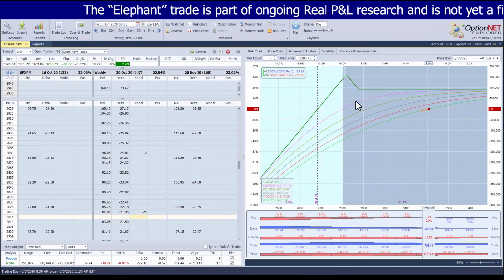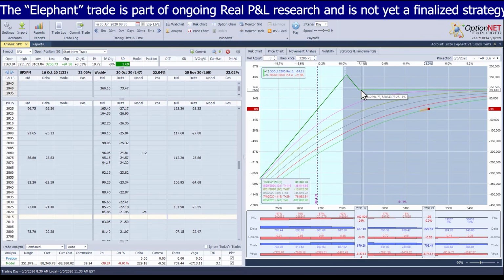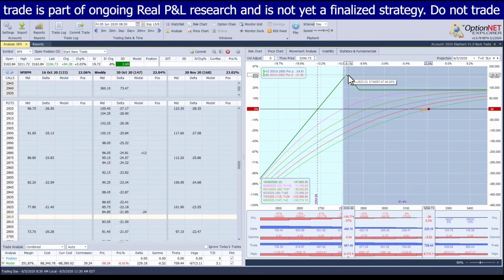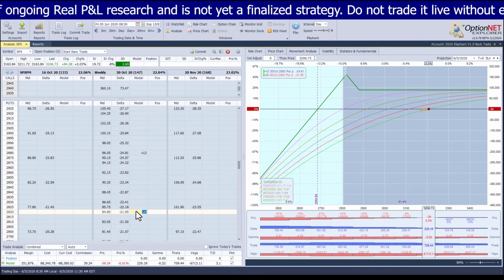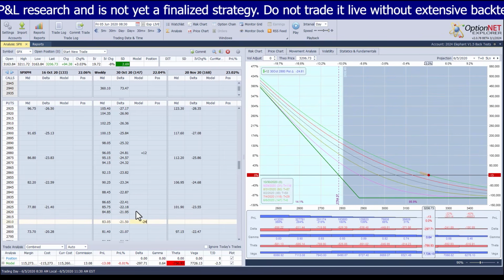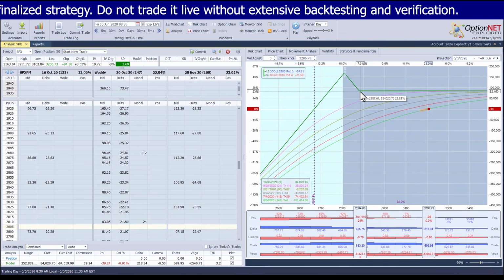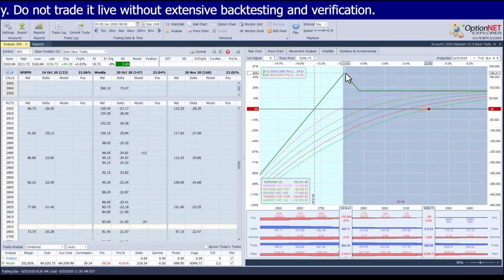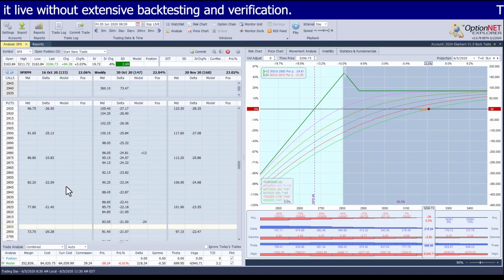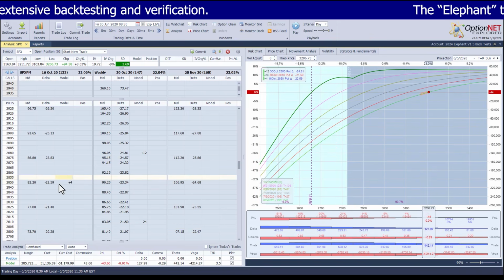I might have to go back. 89, 90 is 180. 159. Let's look at this one. 82, so 164. 168. There we go. That's really close. 4.